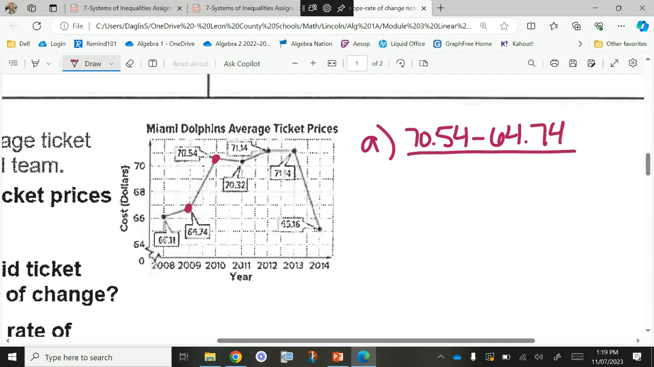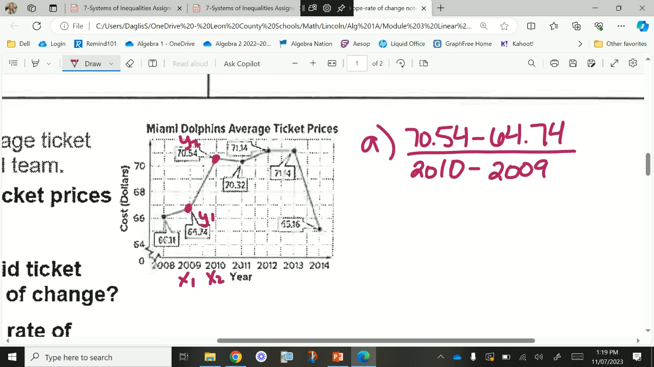Divided by my years, 2010, 2009. Okay, remember these are my X's. That's X1, that's X2. This was my first Y, this was my second Y. Do we get where those are coming from? My first point and then my second point.